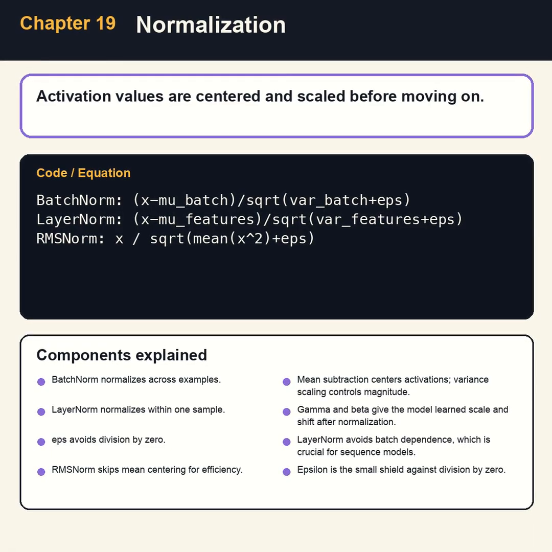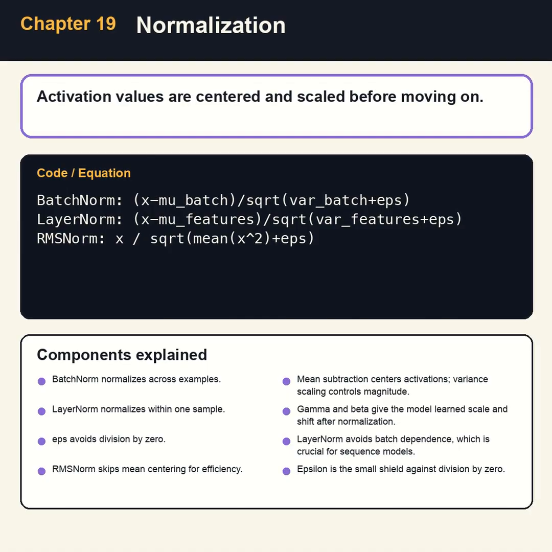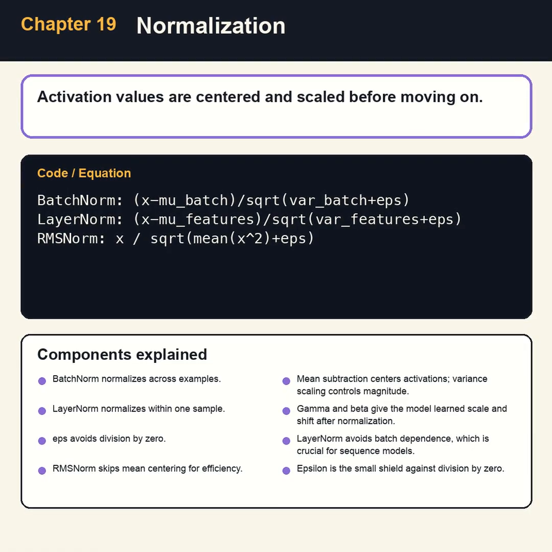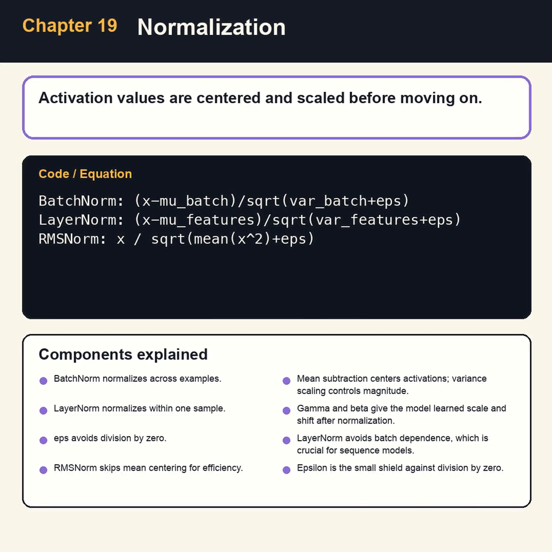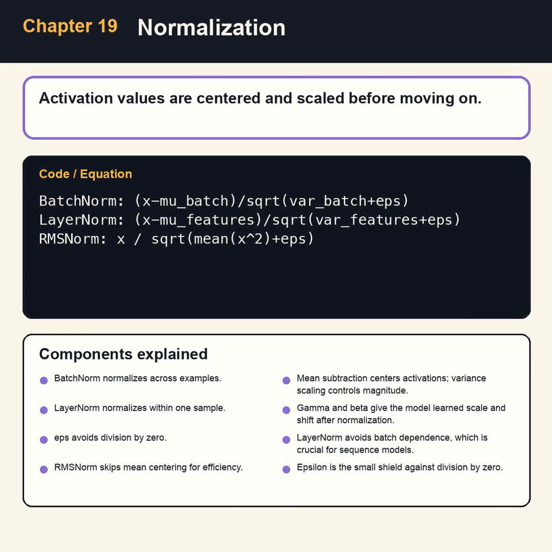Batch norm grades across the class. Layer norm grades one student's subjects. Transformers rely on layer norm because tokens and batch sizes vary, but each token still needs a stable residual stream.